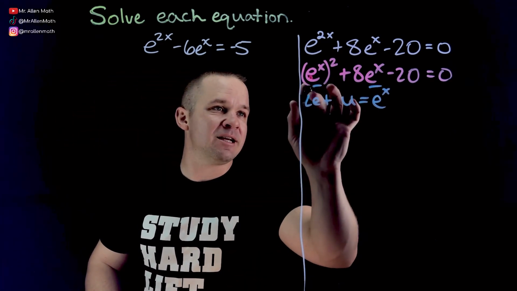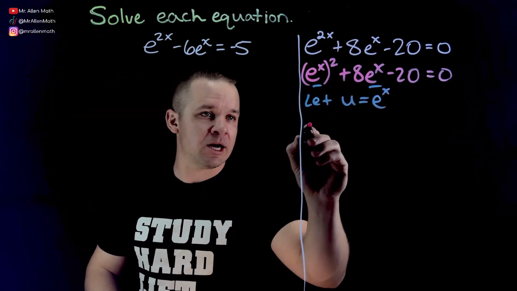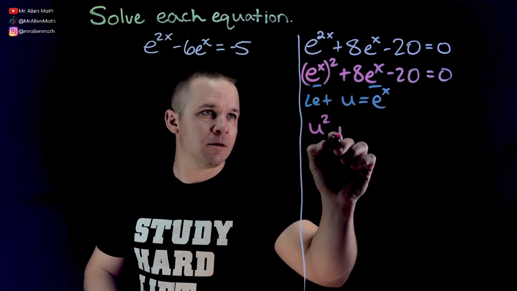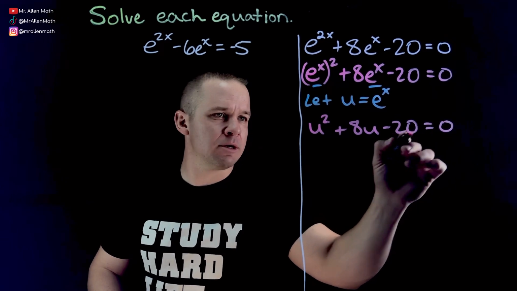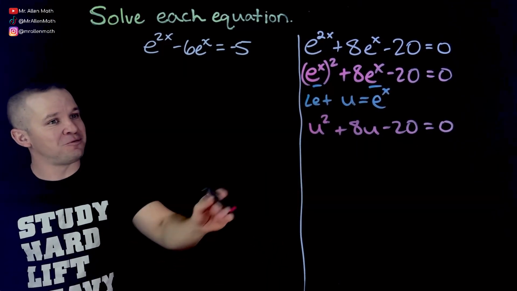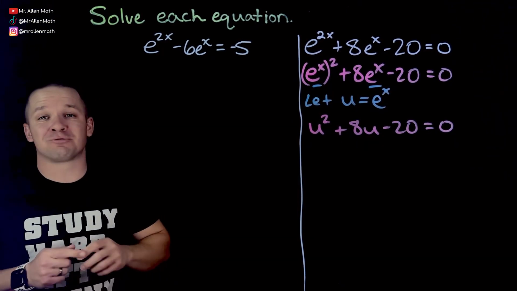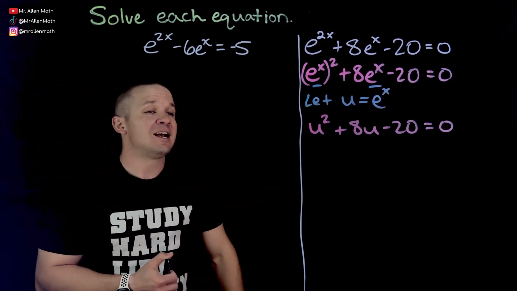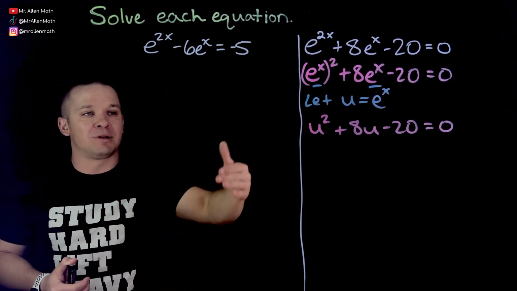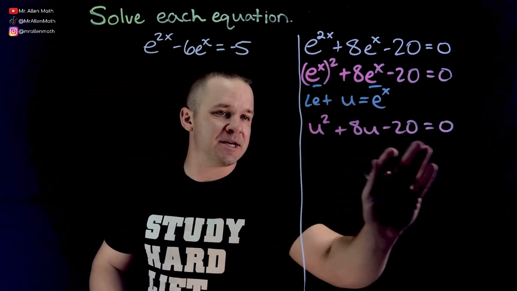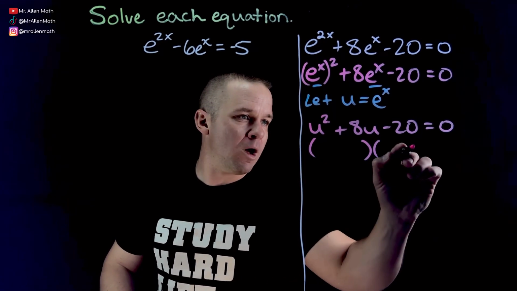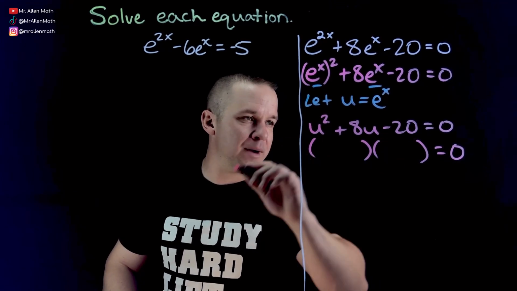If I replace e to the x with u, I'd have u squared plus 8u minus 20 equals 0. Now that, as mentioned before, looks very much like a quadratic that I've factored and solved in the past, right? Usually we just see x squared plus 8x minus 20 equals 0. But the process is still the same. Does anything multiply to negative 20 while adding to positive 8?